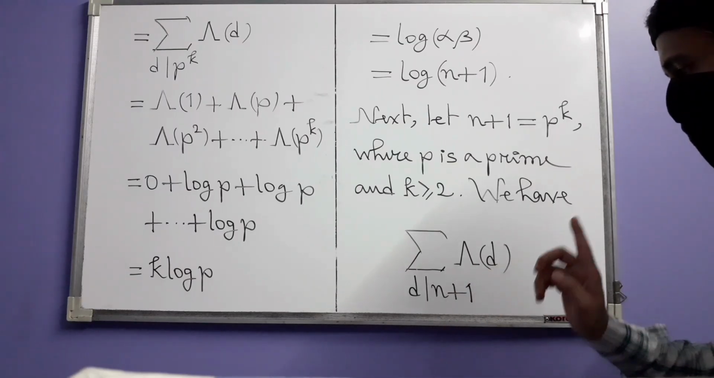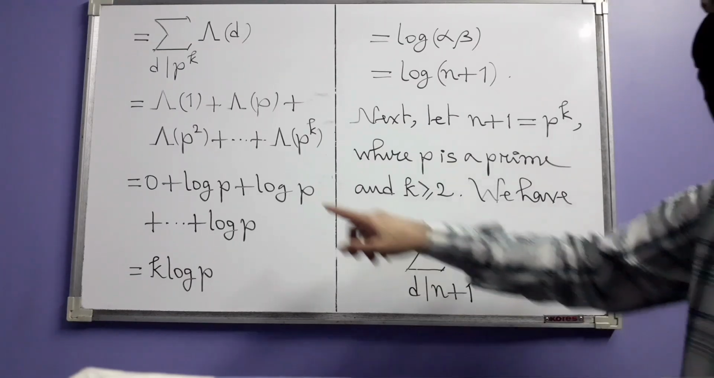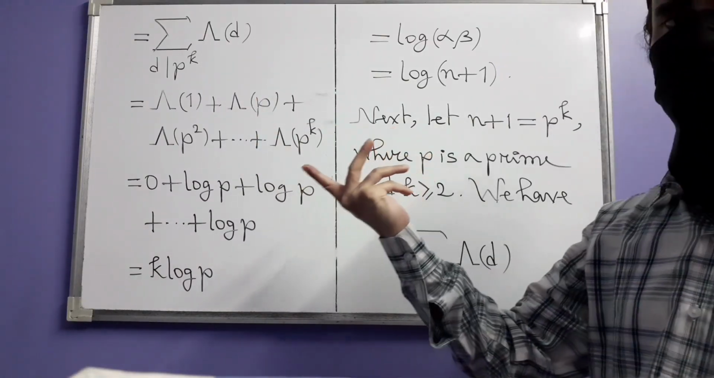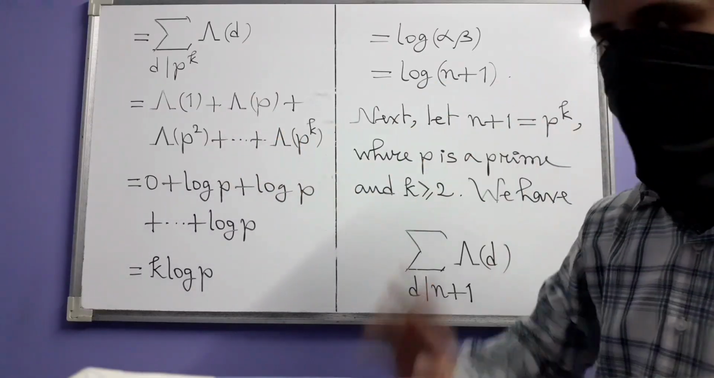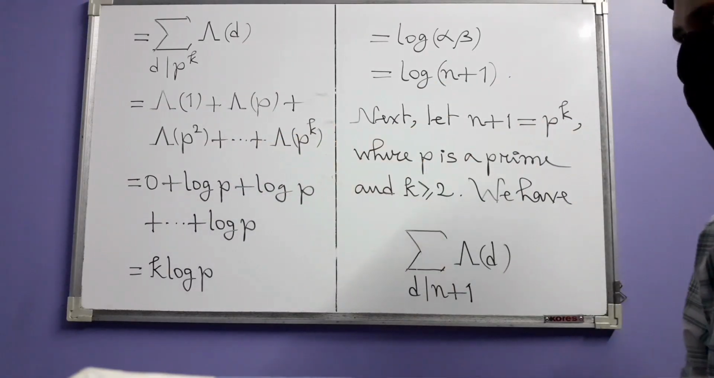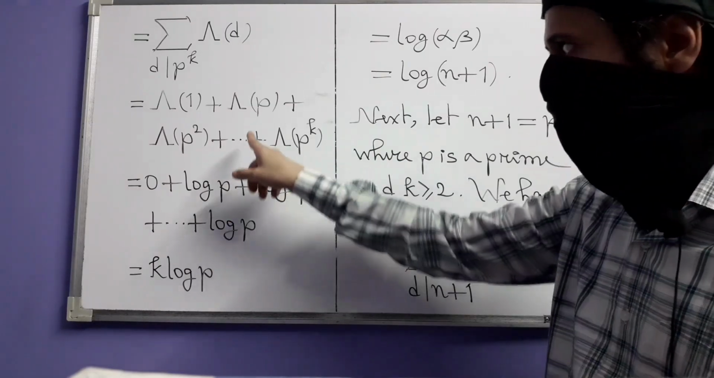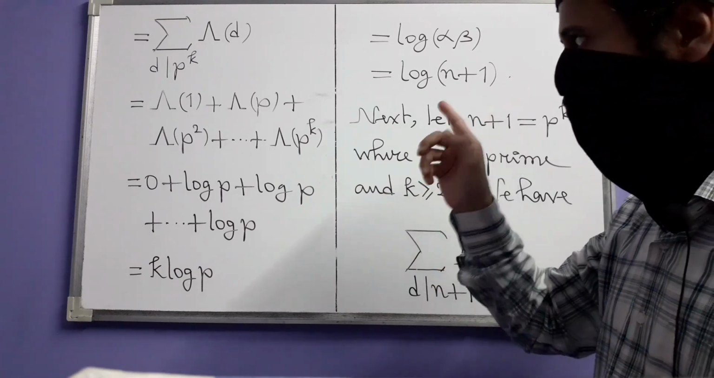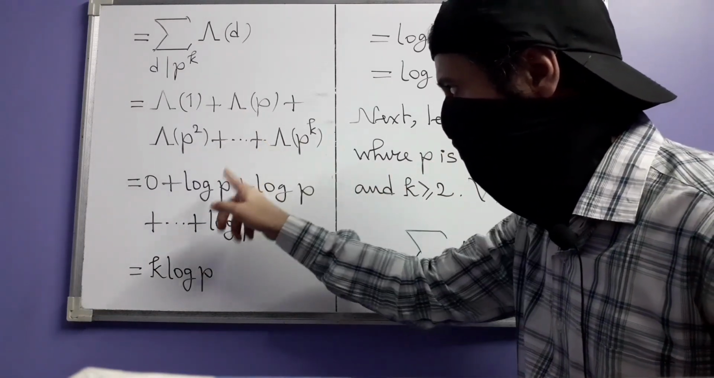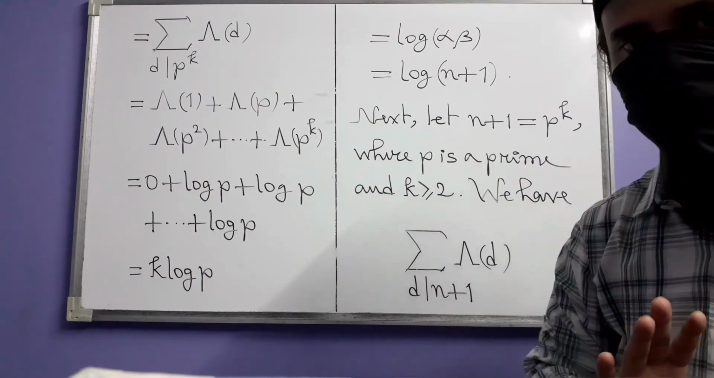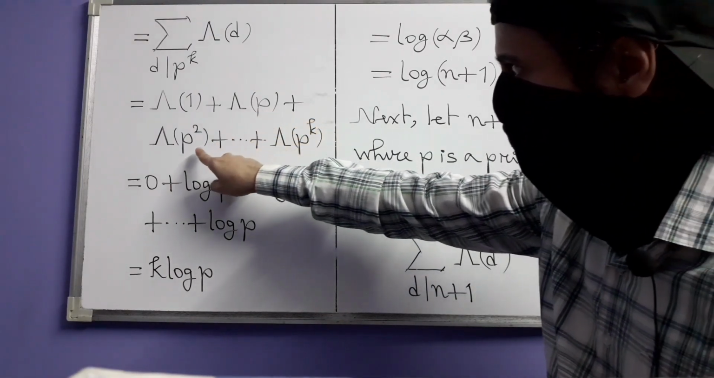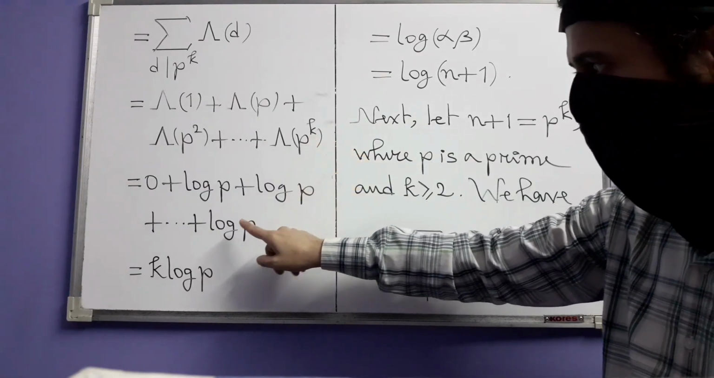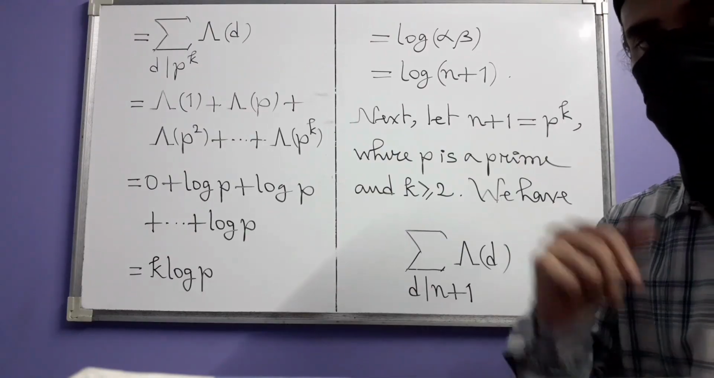Summation of all the lambda values of the positive divisors of n plus 1. And n plus 1 now is p to the power k. Now the positive divisors of p to the power k are very easy. 1, p, p square, all the way up to p to the power k. So this is the sum. Lambda of 1 is 0. But these are all prime powers where the exponent is a positive integer. So by the definition of lambda, these are all log p. How many log p's? 1 log p, 2 log p's, like that it goes. So obviously there will be k log p's, or k times log p.